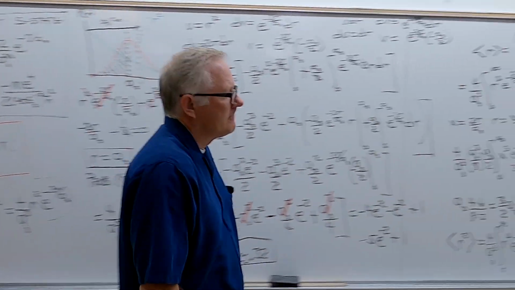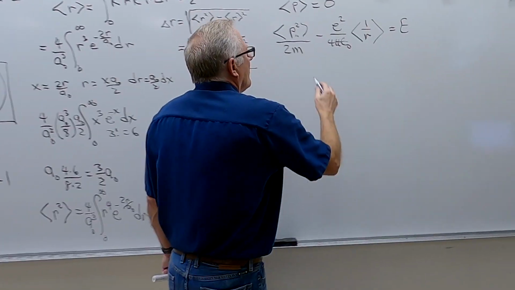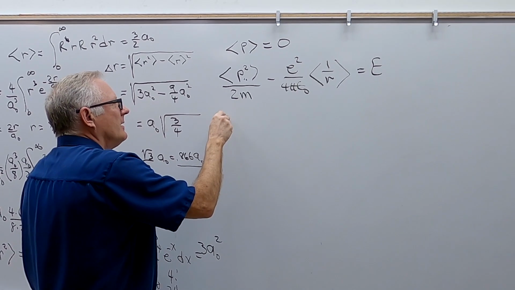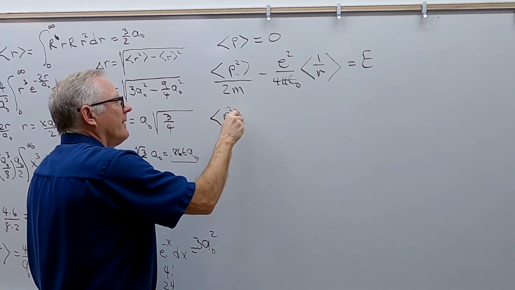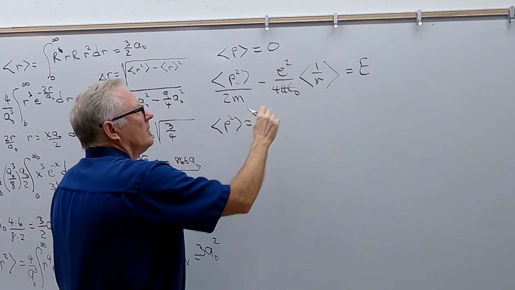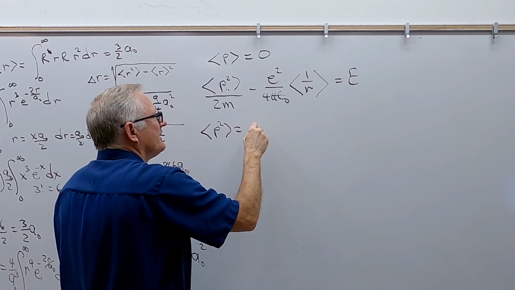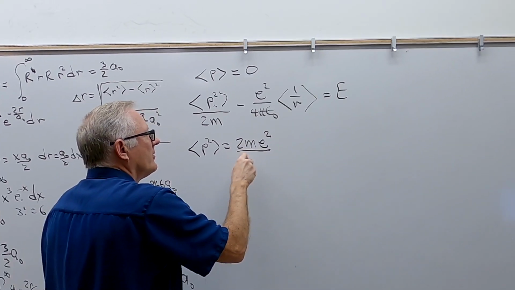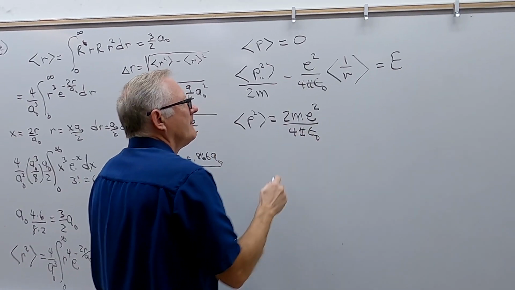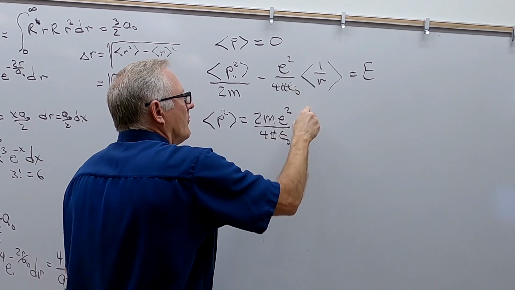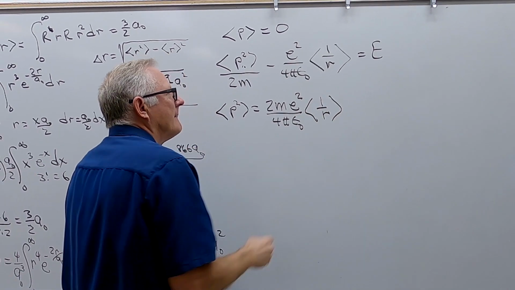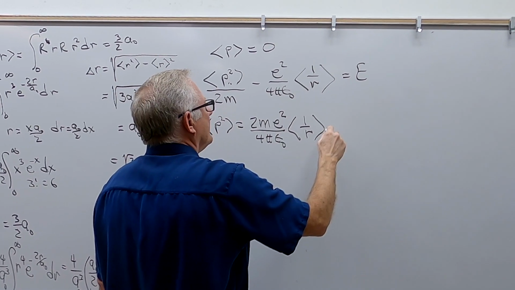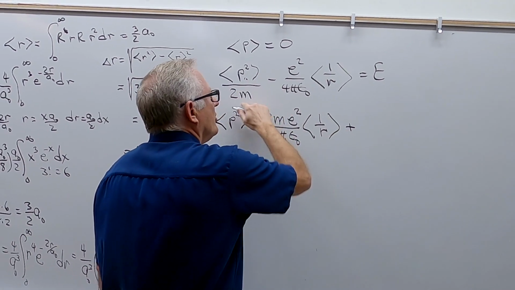Okay, so what I'll do is I'll move this term over, and then we'll multiply it by 2m. So p squared is equal to, if I add that over to the other side, first of all, it's 2m e squared all over 4 pi epsilon naught, average of 1 over r. So that takes care of that. And then we also have plus 2mE.